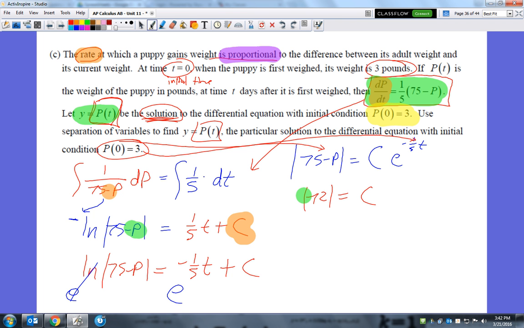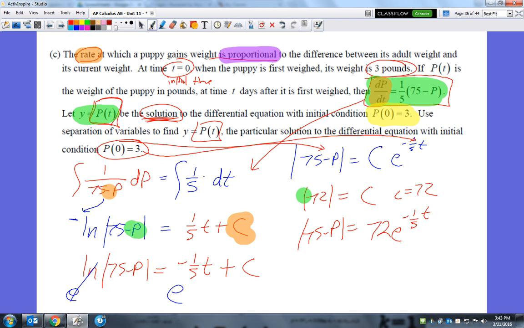And now I'm going to plug it back into the original equation. So that I have 75 minus p. I get the absolute value of 72, which is 72. So I don't need that absolute value there anymore. And I can say 72 e to the negative 1/5 t. So negative 1/5 t.